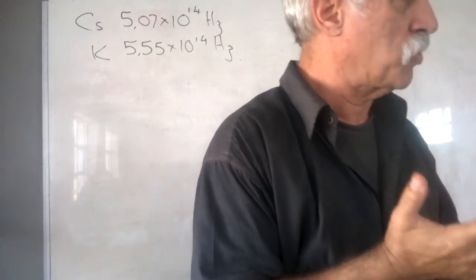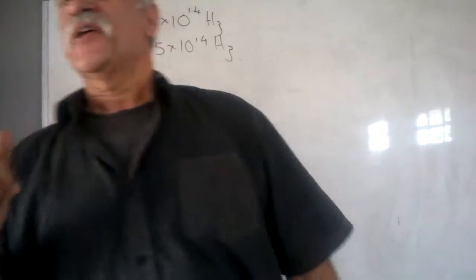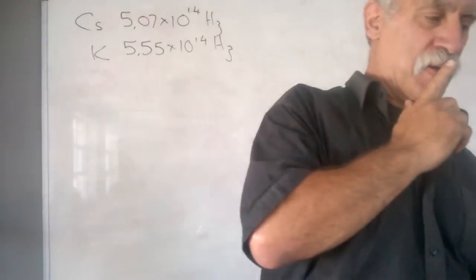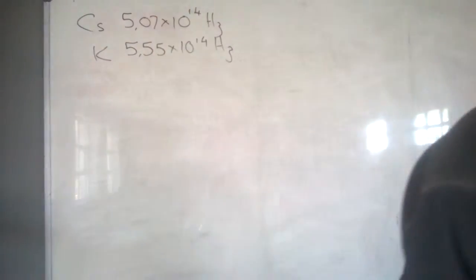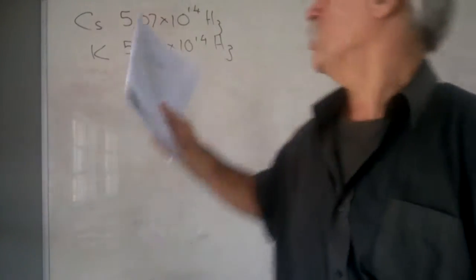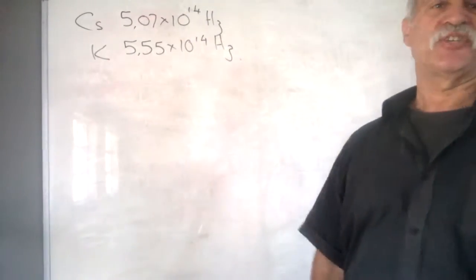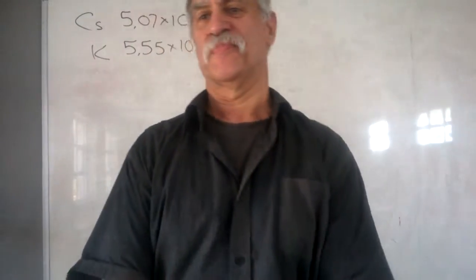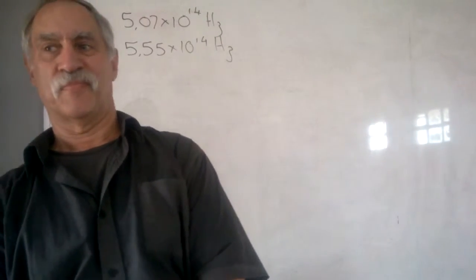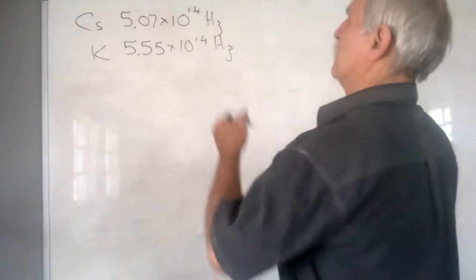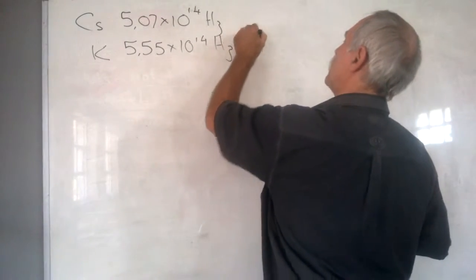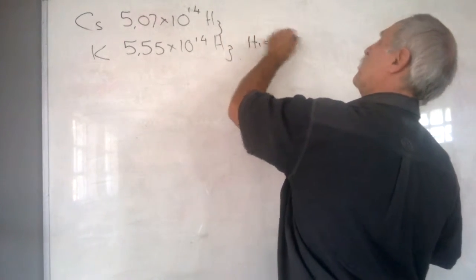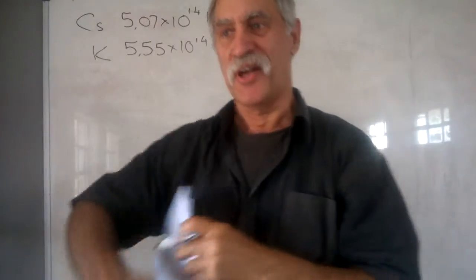Threshold frequency. Okay. Now, Michelle, next question. We've got two threshold frequencies, cesium and potassium. Which one is higher? Potassium. So this is higher, because it's a bigger number. Okay, makes sense?